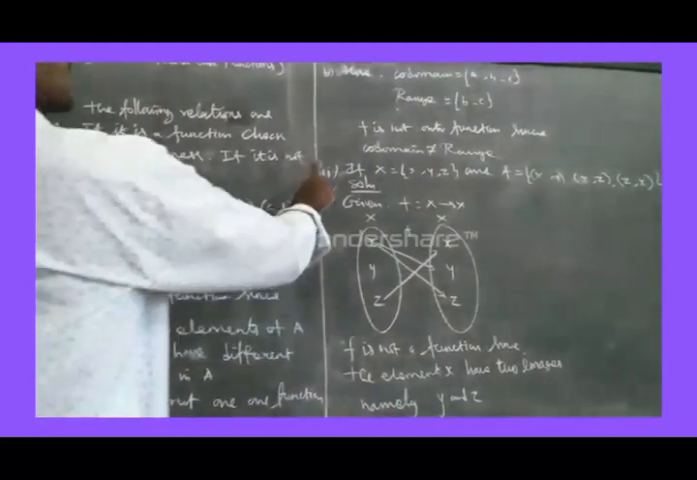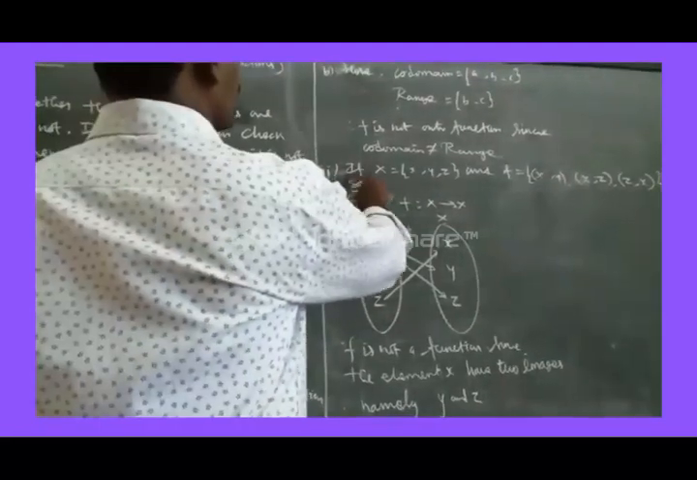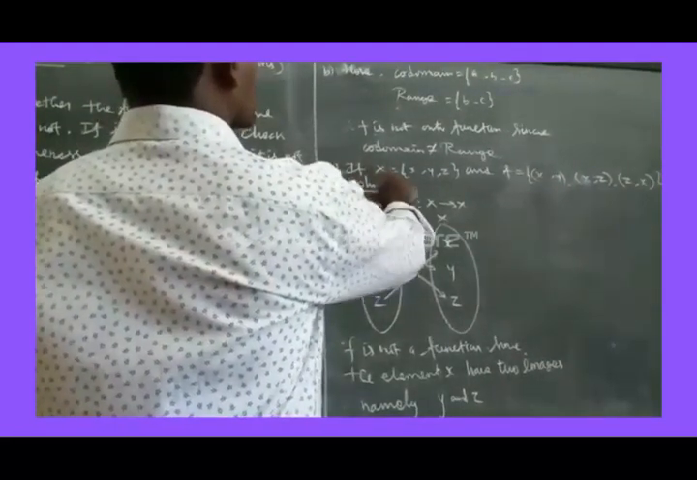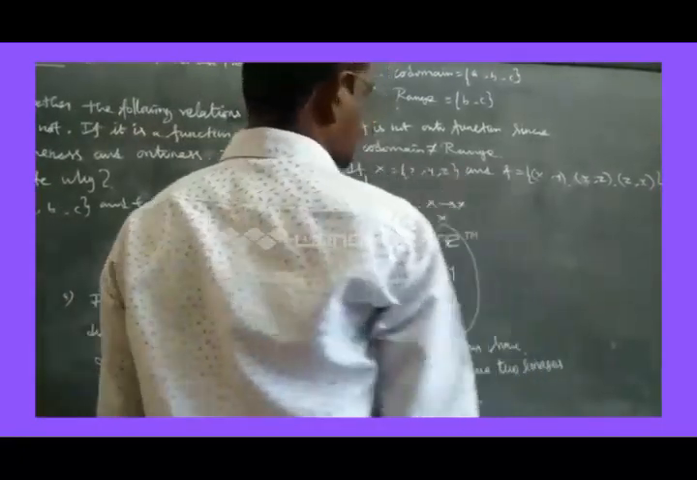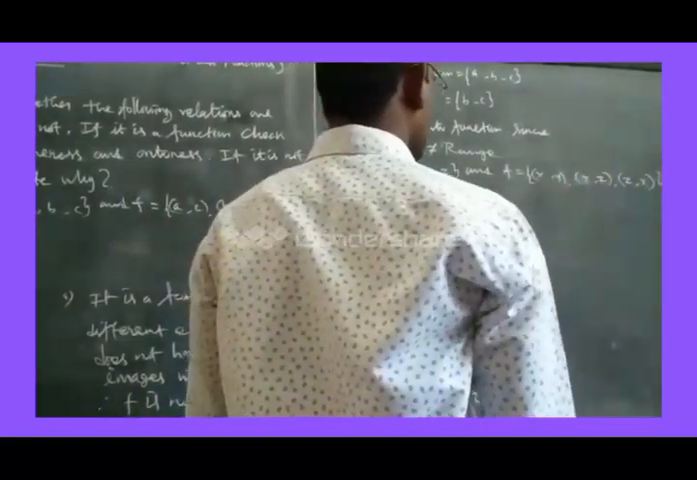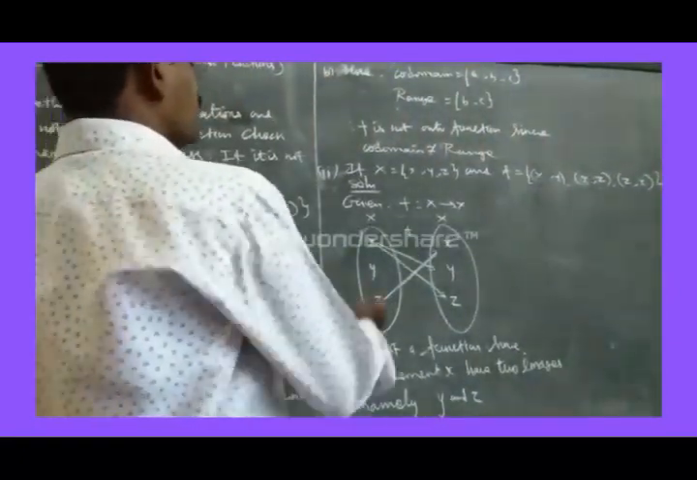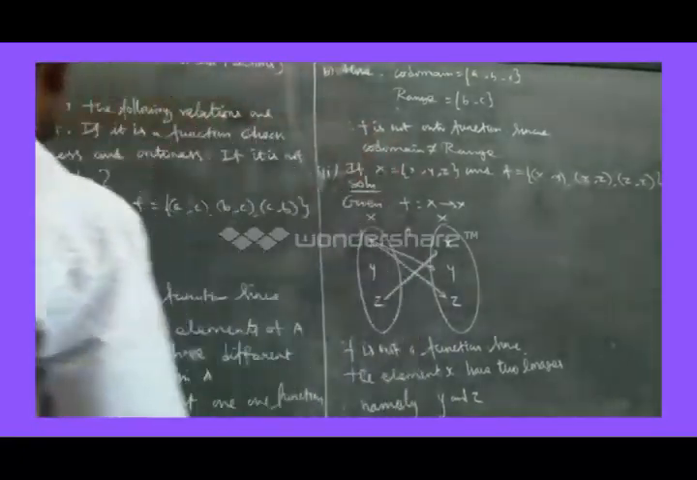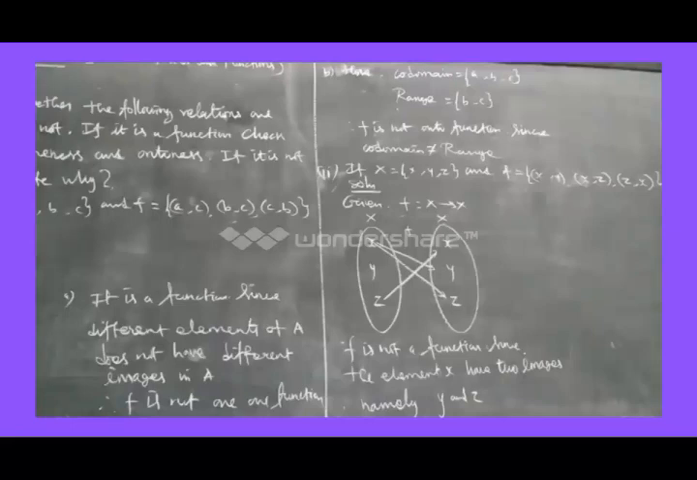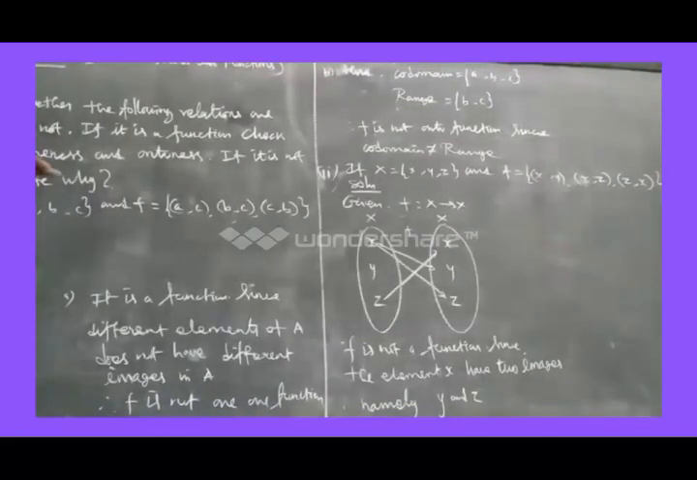Next, the second statement. If X equal to {x, y, z}, and f equal to {(x, y), (x, z), (z, x)}, f from X to X. State whether the following relations are functions or not. If it is a function, check for one-to-oneness and onto-ness. If it is not a function, state why.